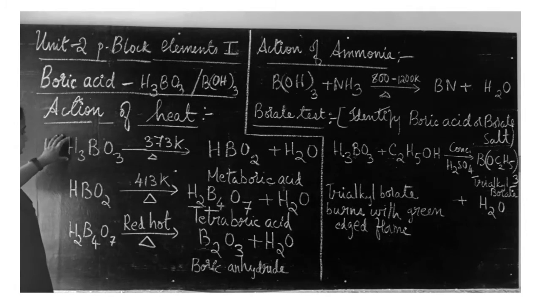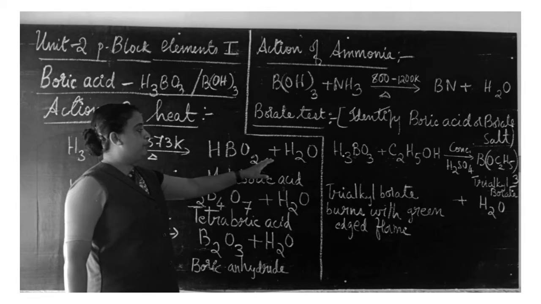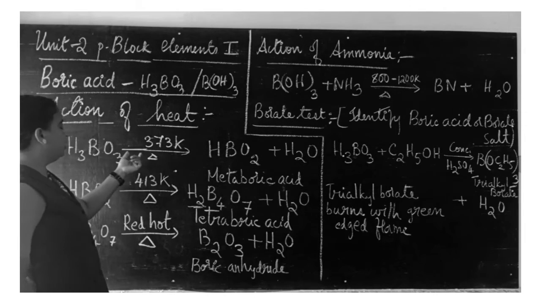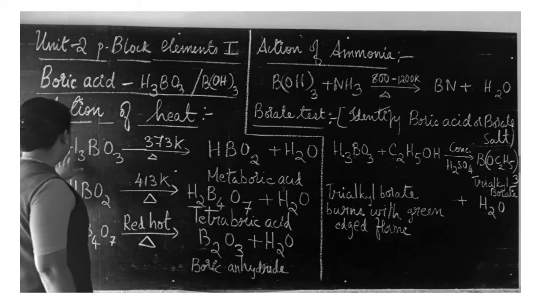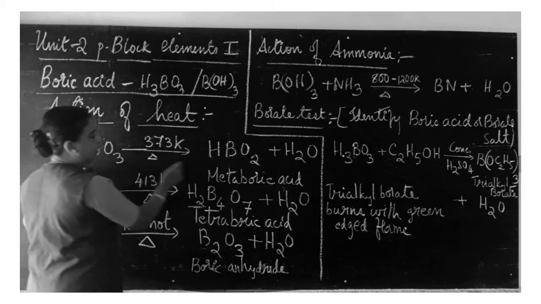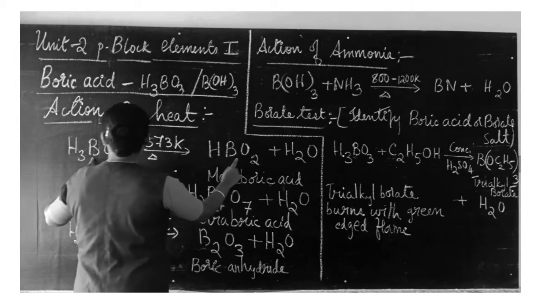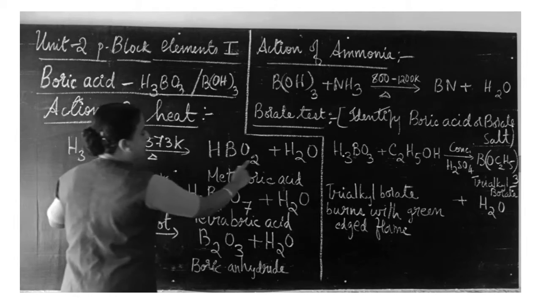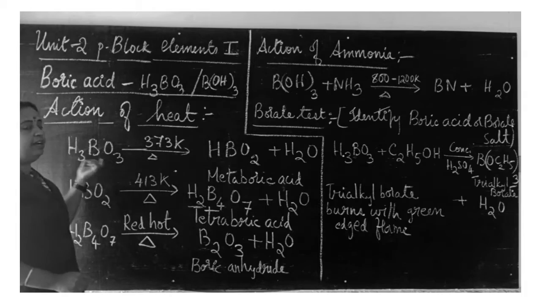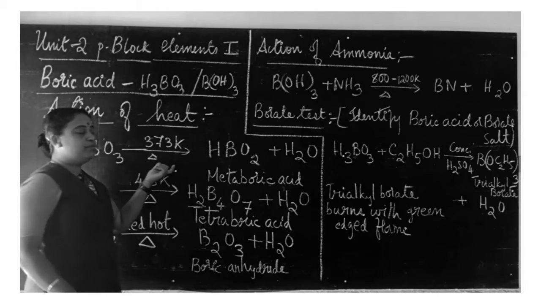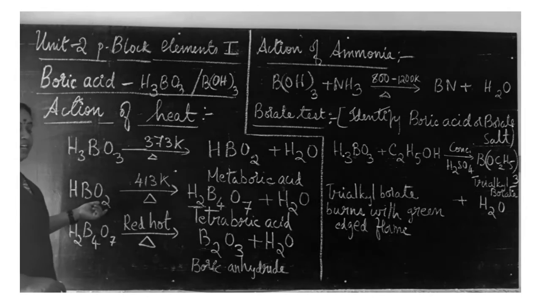In the first reaction, H3BO3 gives HBO2 plus water at a temperature of 373 Kelvin. That is metaboric acid, HBO2. Here there are 3 hydrogen on the left-hand side and 3 hydrogen on the right-hand side, 1 boron on each side, and 3 oxygen on each side. So it is balanced. Boric acid heated to 373 Kelvin gives metaboric acid and water. Now let us look at the second reaction.